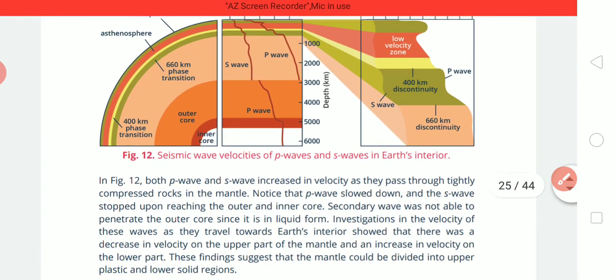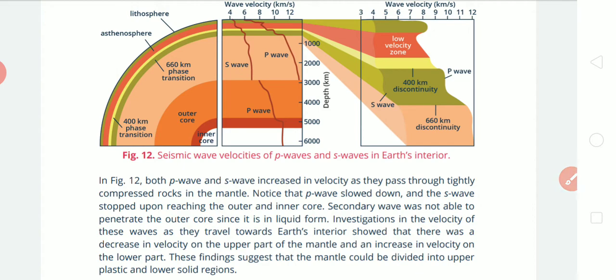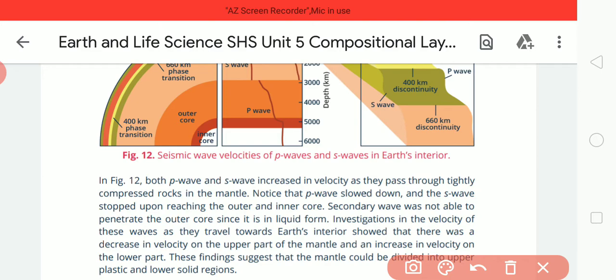So here in figure 12, both P wave and S wave increase in velocity as they go through tightly compressed rocks in the mantle. Notice that the P wave slowed down and the S wave stopped. The S wave stopped as it reached the outer core and inner core. The S waves stop at this point, while the P waves reach this point. So the secondary wave was not able to penetrate the outer core since it is in liquid form.